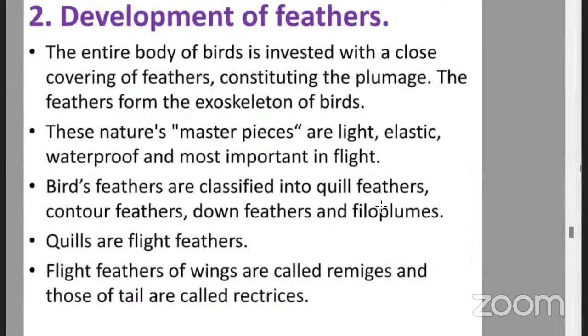And then you have feathers, which is the exoskeleton of the birds. So these feathers are actually again of four types: quill feathers, contour feathers, down feathers, and feather plumes. And they all help in the flight basically, and protection of the bird's body from the wind basically.